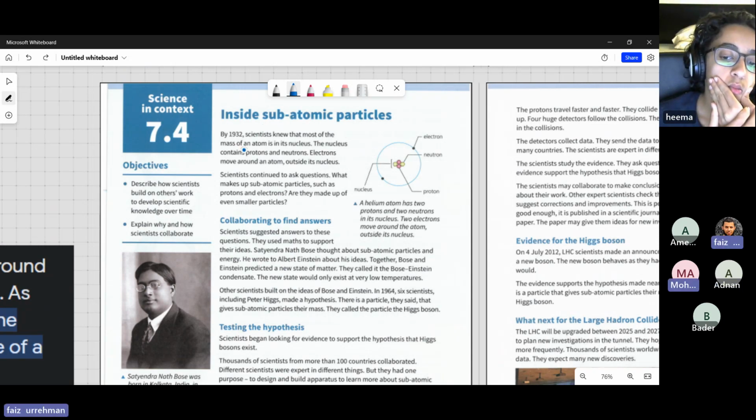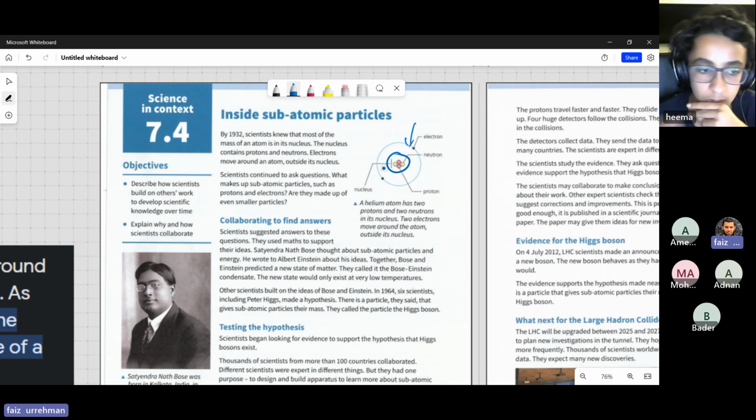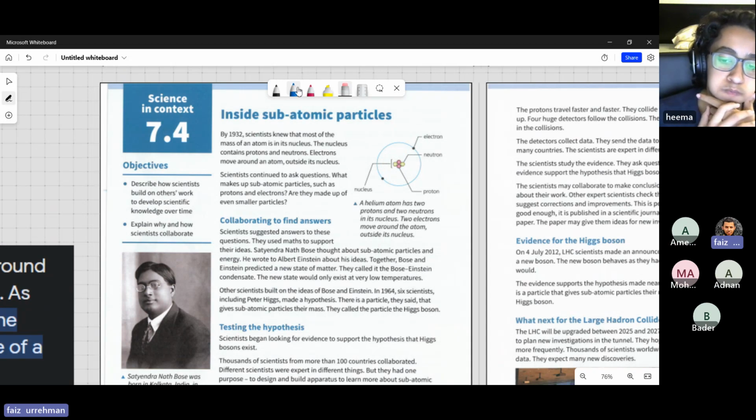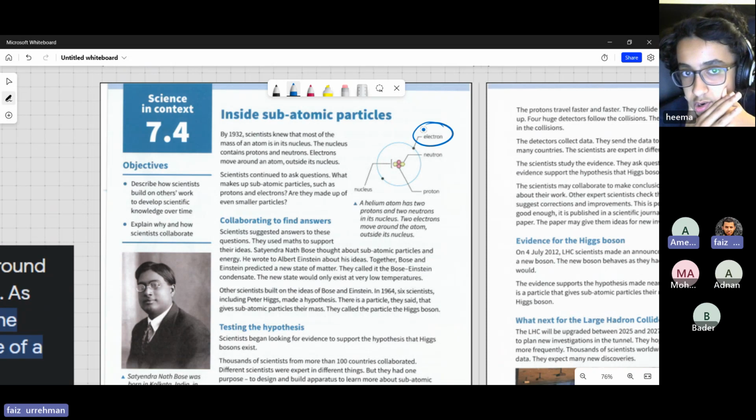Now, in 1932, scientists knew that most of the mass of an atom is in the nucleus. Yes, the nucleus is the heavy stuff. Why? Because it has all the heavy things, neutron and proton. And electron is almost nothing compared to the mass of the nucleus, because the nucleus is so heavy. It contains too heavy stuff. And electrons are how many times lighter than a neutron? How many times? 2000.